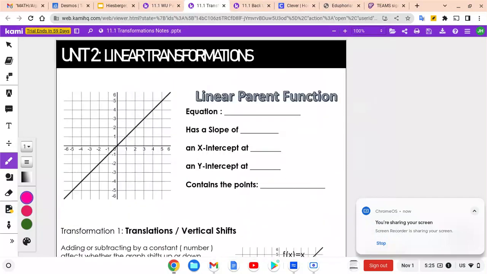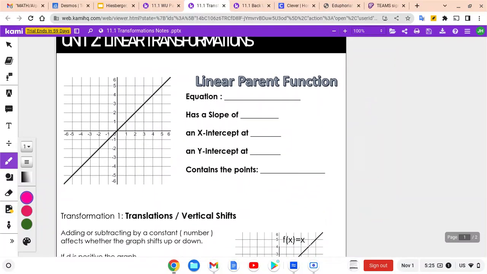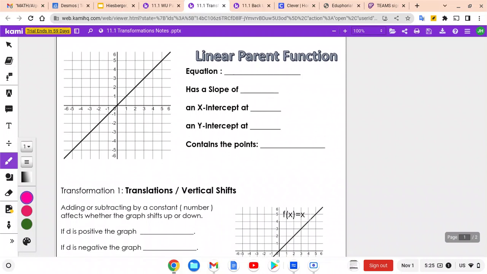Hello, everyone. These are the notes for transformations of linear functions. And we're going to start by looking at the linear parent function.